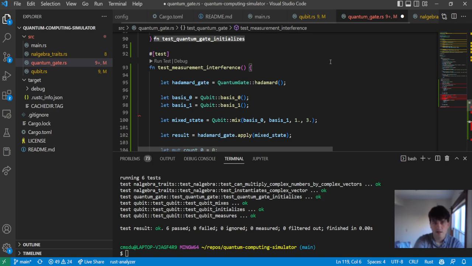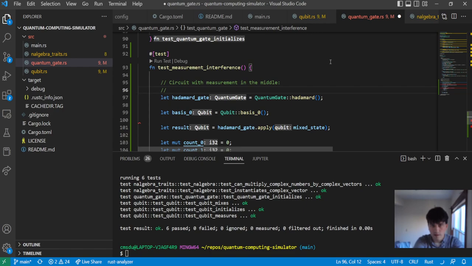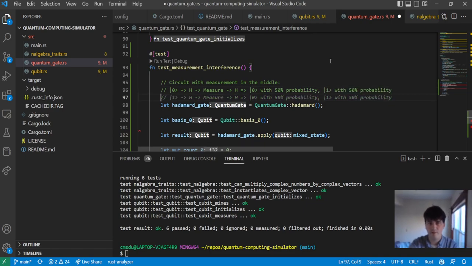So this is going to be a circuit with measurement in the middle. And it's going to be something like 0 Hadamard measure Hadamard, and we'll call this, this is going to yield a 50-50. It's actually just going to yield the state. It's going to yield the state 0 with 50%, and it's going to yield the state 1 with 50%.